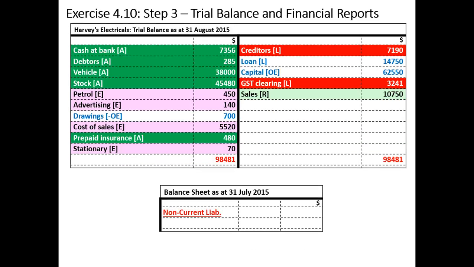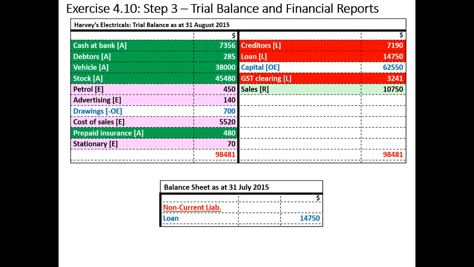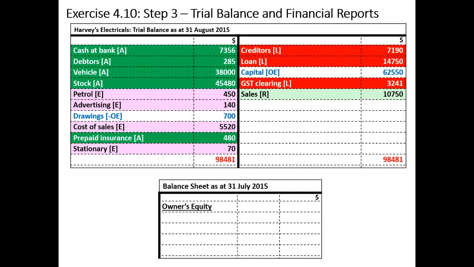Then we have our non-current liabilities. We're only left with loan and capital, which are known as equity accounts. So that'll just leave the loan. And then finally we need to do the owner's equity section. We've still got to use the capital figure and the drawings figure.